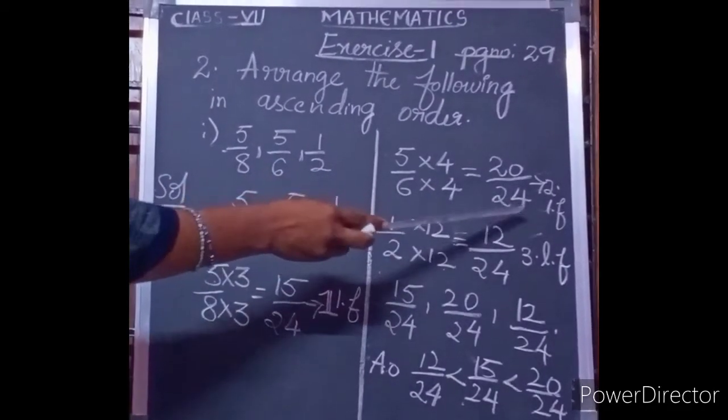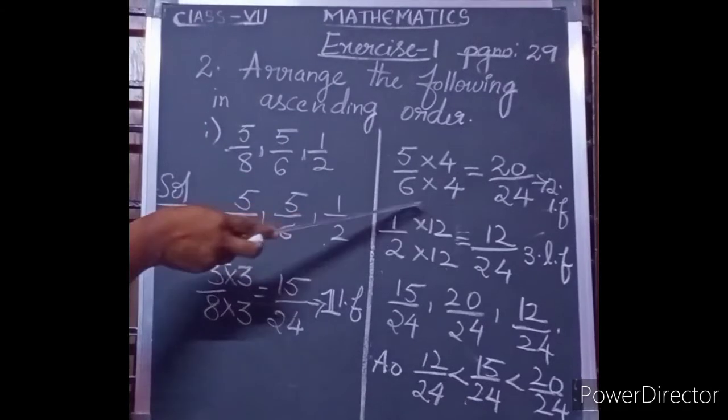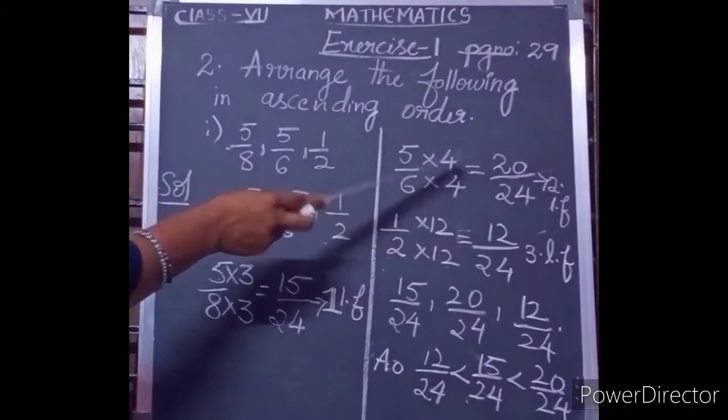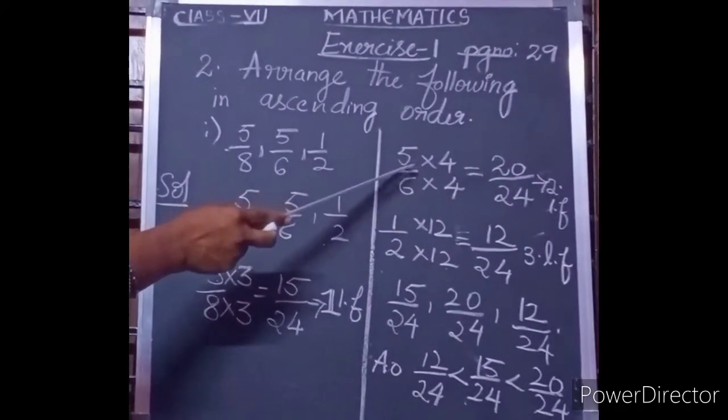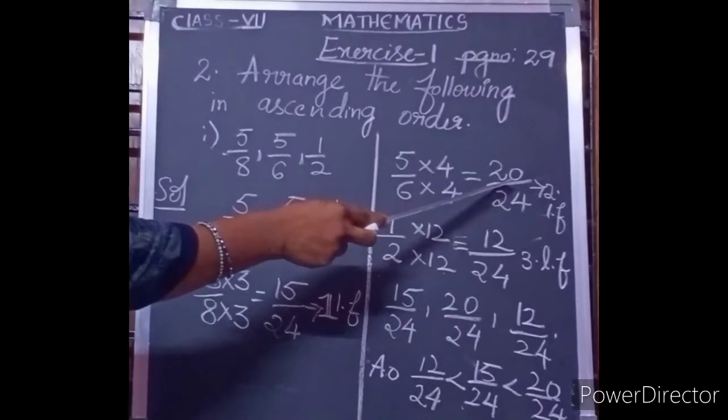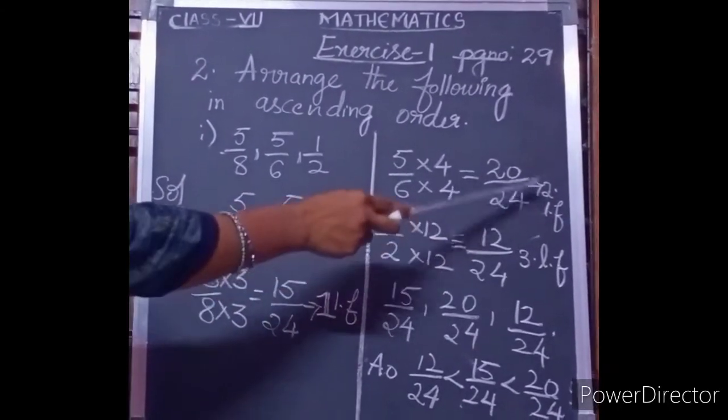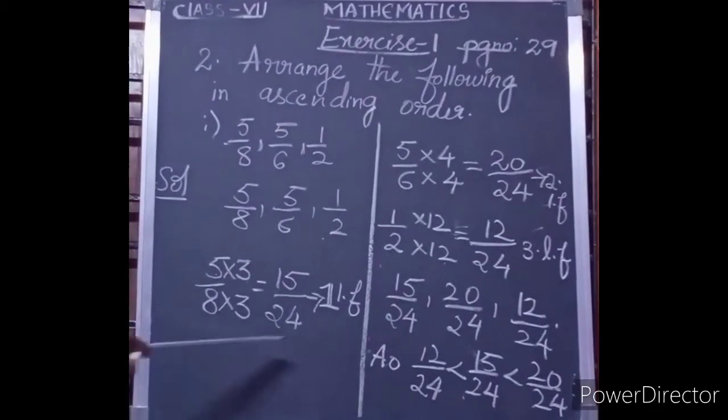24 is the LCM. When will 24 go in the 6 table? 6 4s are 24. The same number you should multiply to the numerator. That is 5 4s are 20. So 20 by 24 is the second like fraction.